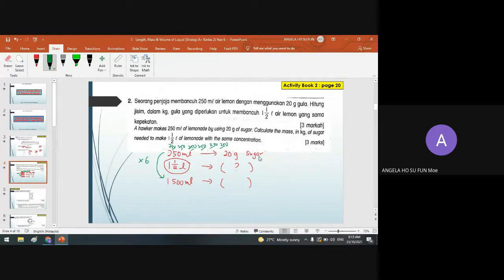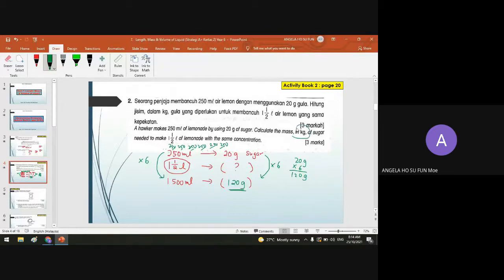So if you want to know how much sugar you need, all you need to do is make it equivalent times 6. All right, so use 20 gram times 6. 6 times 0 is 0. 6 times 2 is 12. So this is equal to 120 gram.